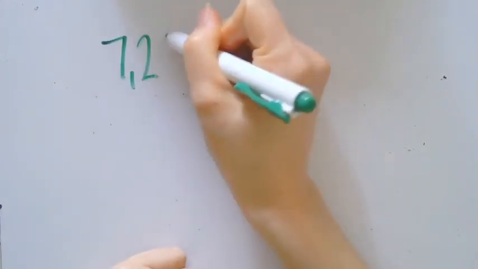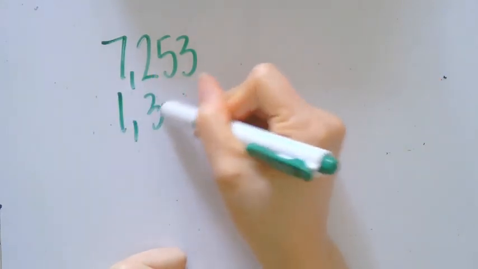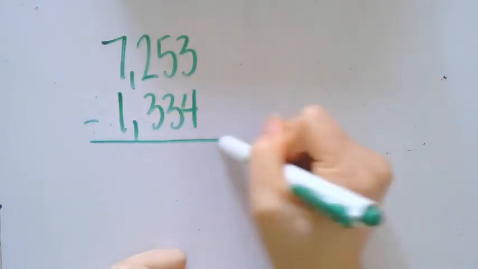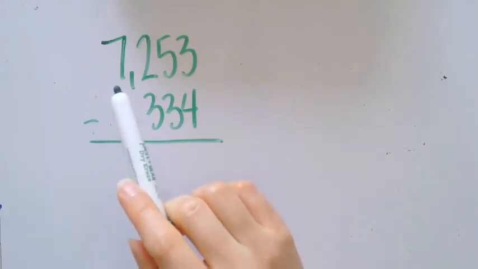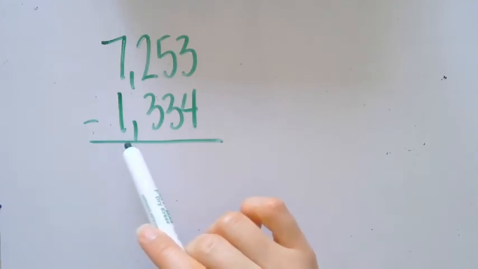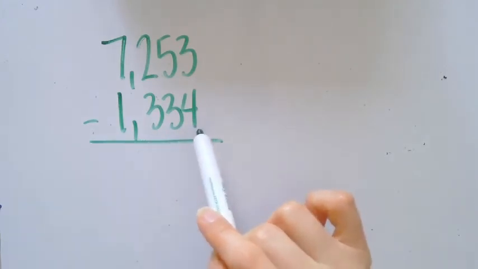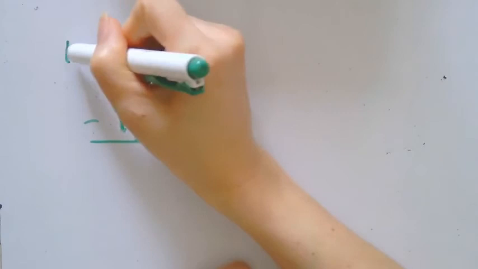Not saying the problem. You need to say it as I write it, please. Today was subtraction, so these 2 are going to be subtraction problems. How does this read? 7,253 minus 1,334. Did you guys get that correct? If you did, go ahead and reach over, give yourself a nice little pat on the back. If you didn't, don't worry, keep practicing, you'll get there. All right, this is problem number 1.